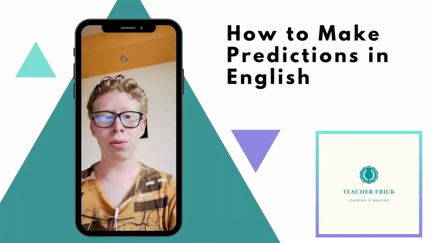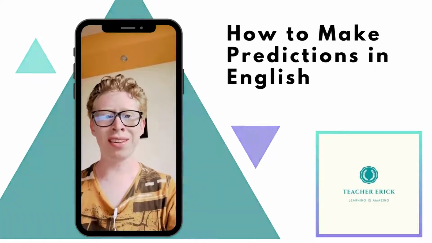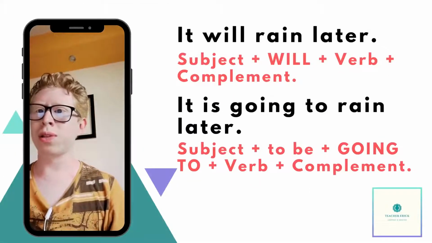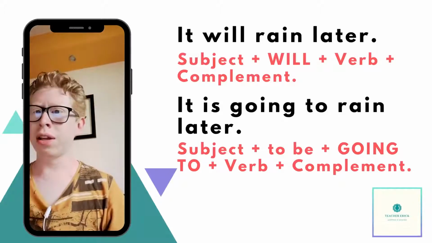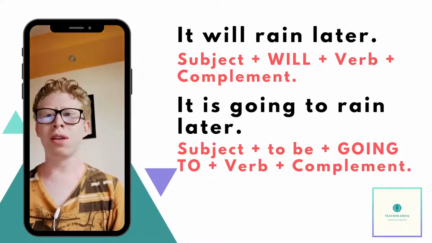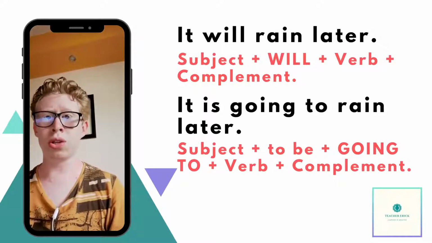Today we will learn how to make predictions in English. Here we have two examples of predictions. The first one says, "It will rain later," and the second, "It is going to rain later." What is the difference between these two predictions?